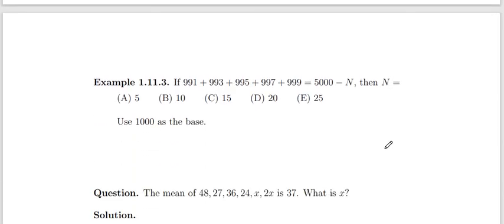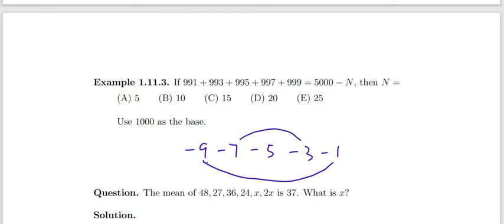Okay, like for this one, let's say this equals 5,000 minus this, what is this? So we just use this 1,000 as the base, right? So the first number becomes -9, the second number -7, right? So this becomes -5, -3, -1, right? Just becomes this. So this equals, let's say, 10, 10, 15, that's -25, right? Okay, so we say that n is 25.